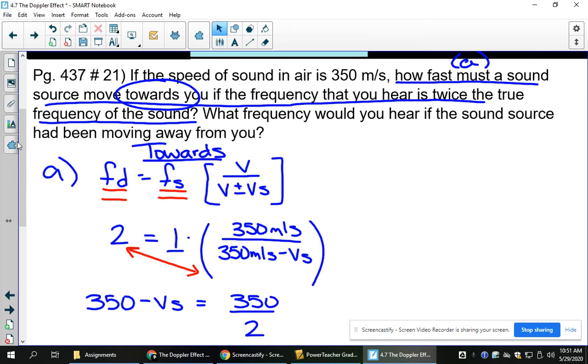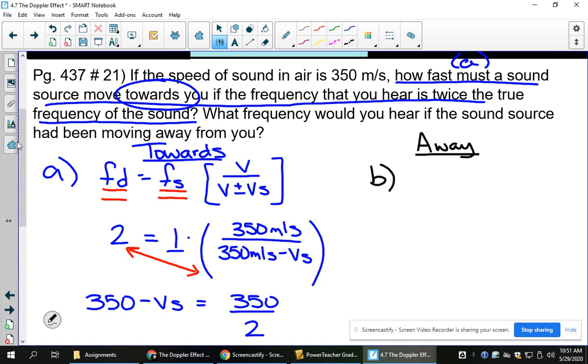Part B says what would happen to the frequency you hear if it's moving away. So away means we're going to do plus, but the frequency is now not going to be double. That's only the perceived frequency when it's moving towards you and the sound waves are squished together. If it's now moving away from you, we don't know perceived frequency. So in our formula, we know V, we now know Vs, we don't know the source frequency, and we don't know the perceived frequency.